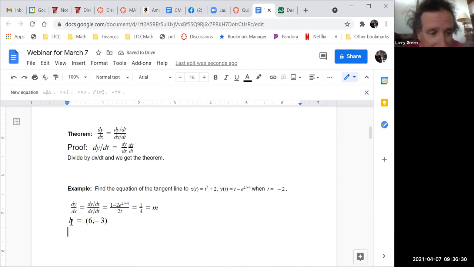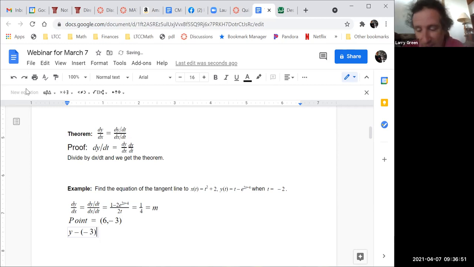Any questions on the basic arithmetic? Oh, I'm sorry, that's not b. Let's call that point. So we'll get b in a moment. So then we remember the equation of a line formula. And that is y minus y naught, which is negative 3, equals m, which is 1/4, times x minus 6.